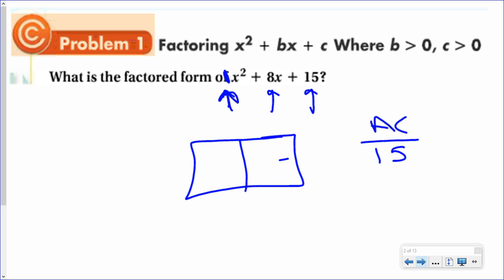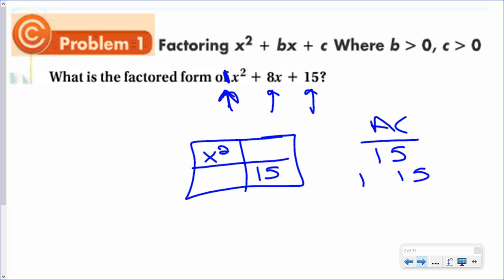Then you're going to create the box, the one we've been working with earlier, and we're going to reverse the order. We're going to work from the inside out. In the top left is always, in this problem here, x squared. Bottom right is 15. Now we're going to come up with factors of 15, like 1 times 15.